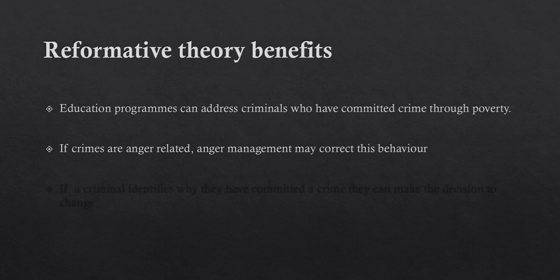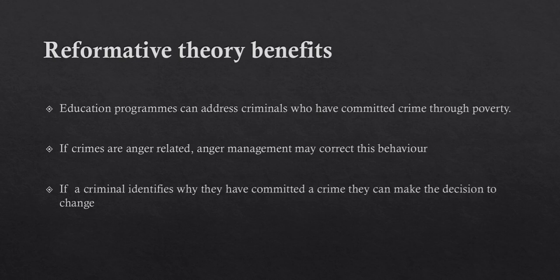Now the second thing is, if crimes are anger related, anger management may correct their behavior. You also see that in prisons the prisoners attend yoga classes and do meditation and all these things, so that they can manage their anger and channelize their energy in a particular way. Now the third point is, if a criminal identifies why they have committed the crime, they can make the decision to change it. If they understand why they have committed the crime, they will come to know that whatever they had done was wrong, and they will get reformed by this.